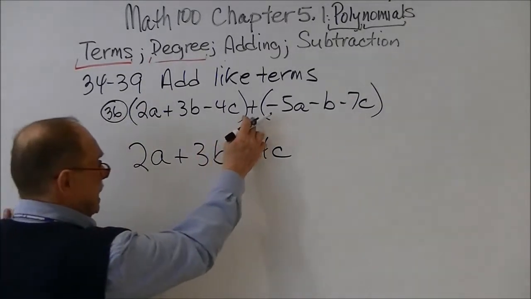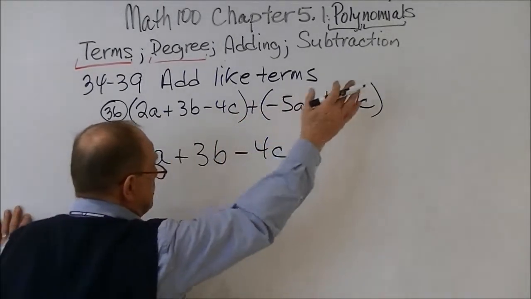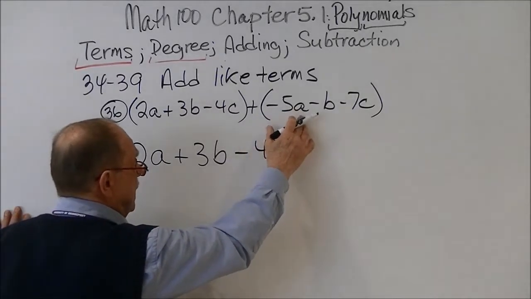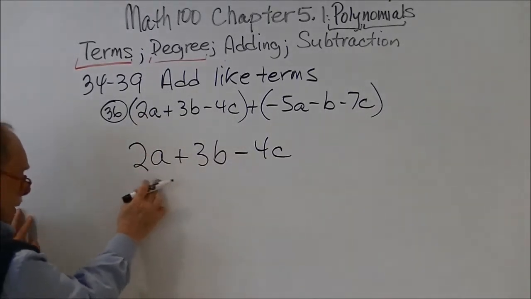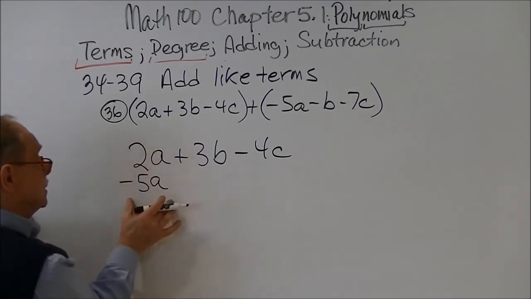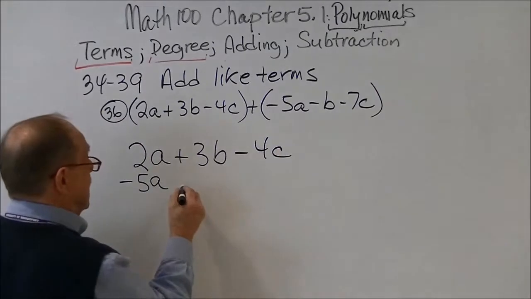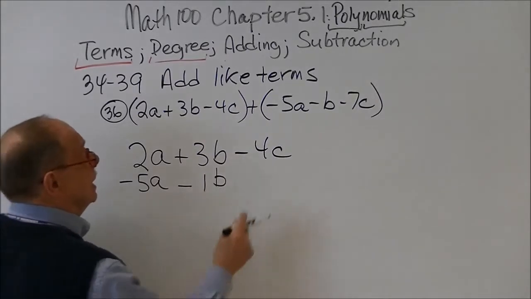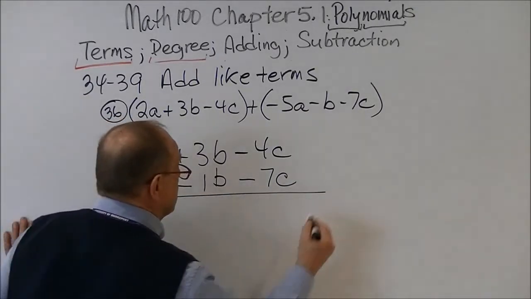Now you look, since it's a positive between parentheses, you can just take away the parentheses, and then this is what you're going to add, a negative 5a. So what is your like term vertical column? Well, the a column is right here. So we're going to put a negative 5a under that a column. And then for b, we're going to put a negative, and you can put the 1 there if you like, b. And then here, this is a negative 7c.